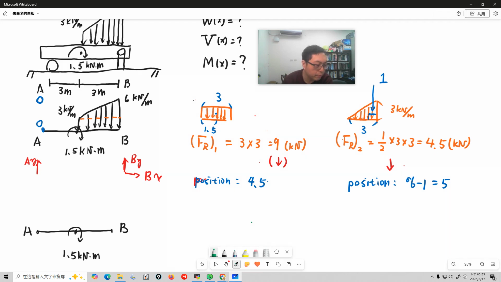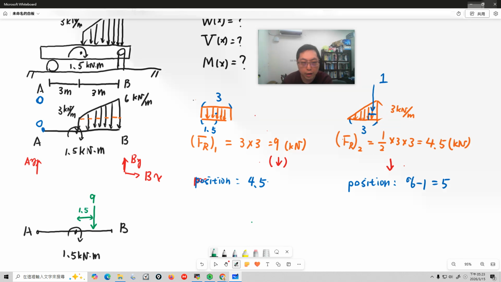So I think maybe it's 4.5. Yeah, I think maybe it's here. Okay, it's 9 kilonewton pointing down. Okay, and here is 1.5.